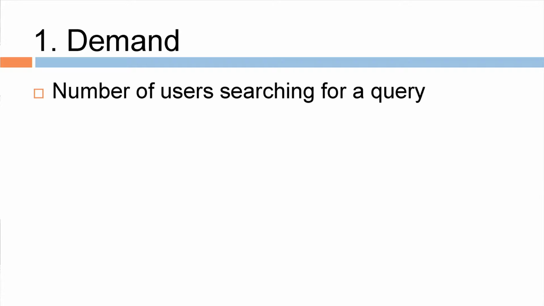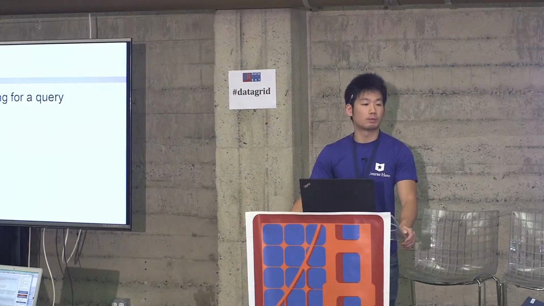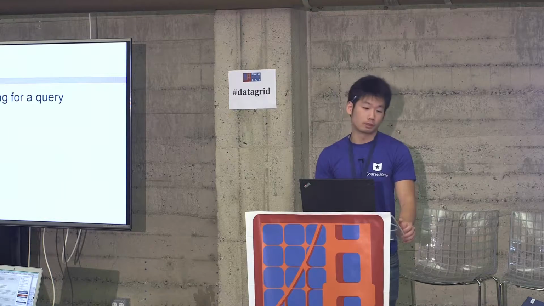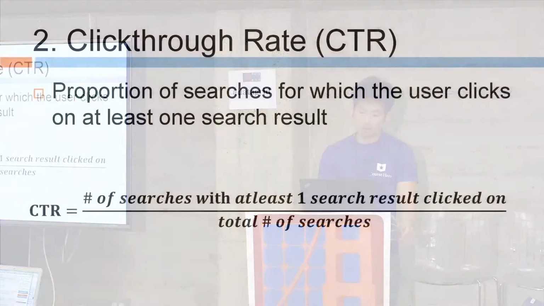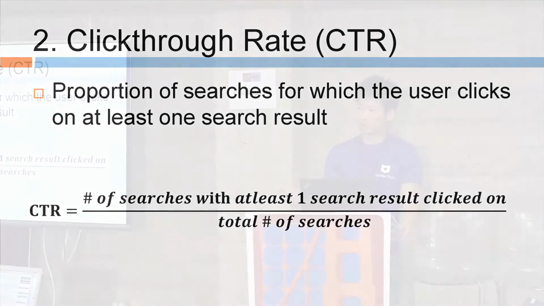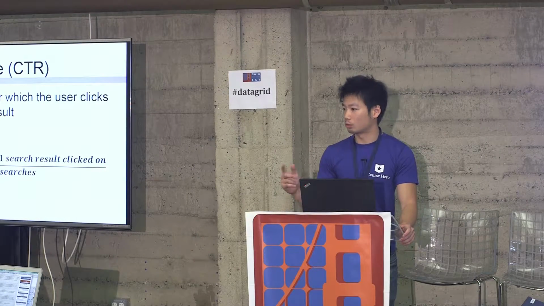The first one is demand. Demand is just how much a potential search query or keyword is being looked up by users. So from here, we're basically looking at the volume of the search. The second one is click-through rate. This is more on the engagement side. It tells us, for every search that a user performs, how likely it is that they will click into one of the search results.